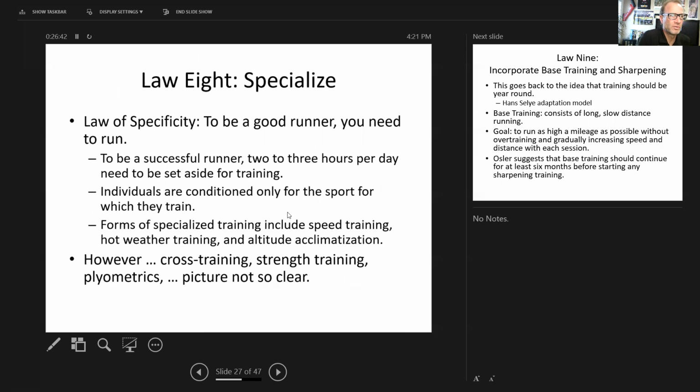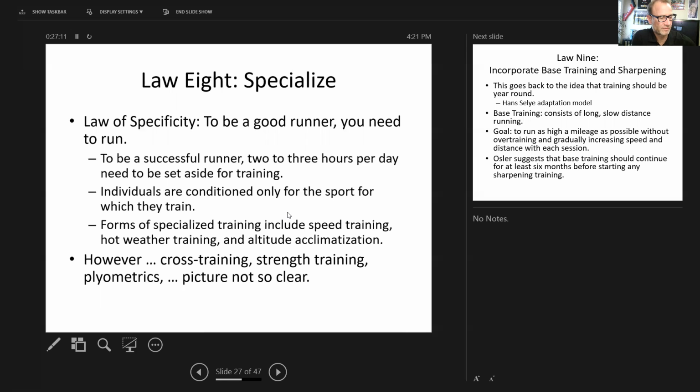Individuals who are conditioned only for the sport in which they're trained, this is specializing. Forms of specialized training include speed training, hot weather training, altitude acclimatization, what have you. Strength, cross training, strength training, plyometrics. The picture is not always so clear in the literature, but that often is confounded by the type of athlete that they're using in the experiment or the goals that people are shooting for.